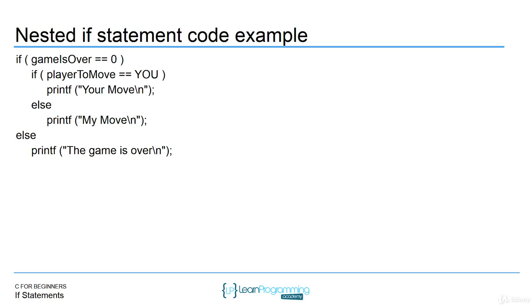So an example of a nested if statement would look something like this. If game is over equals 0, and then inside there, if player to move equals you, then you have a print. The key here, noticing there's no brackets, and it's a little harder to follow. The only way you follow this is through the indentation, which is another thing you want to do when you write if statements in blocks of code.